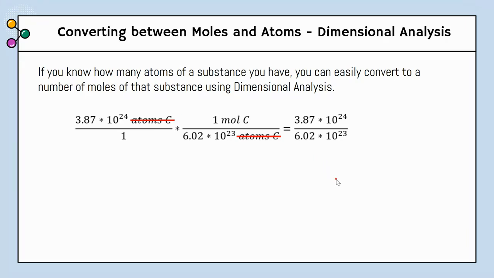And if we were to divide those numbers, you would get 6.43, and the only unit that didn't cancel is carried over, just moles of carbon. In other words, if I hand you 3.87 times 10 to the 24th atoms of carbon, that is equal to 6.43 moles of carbon.